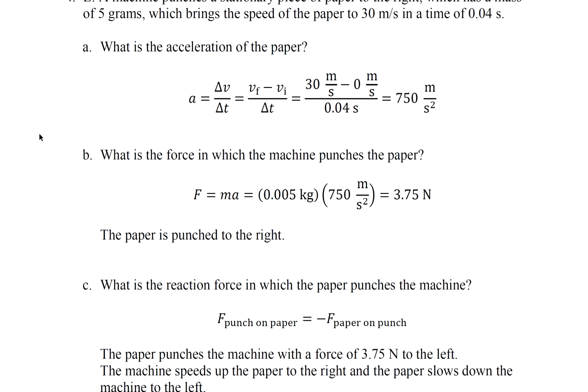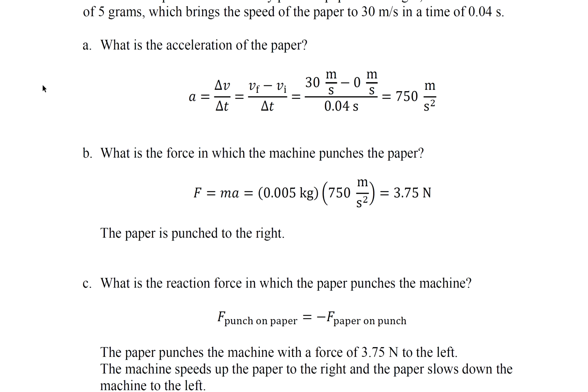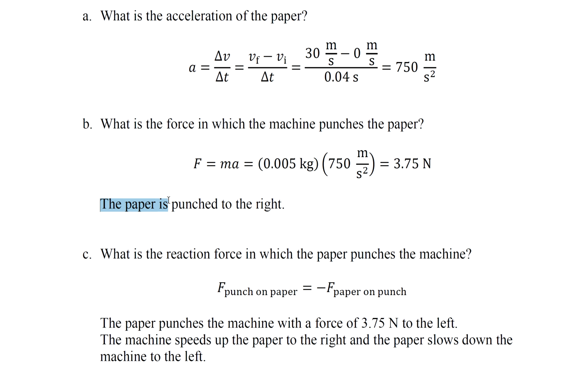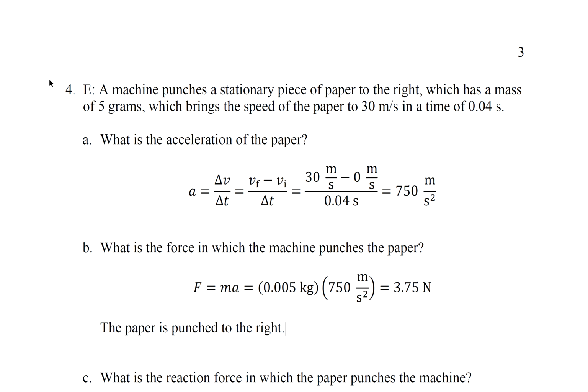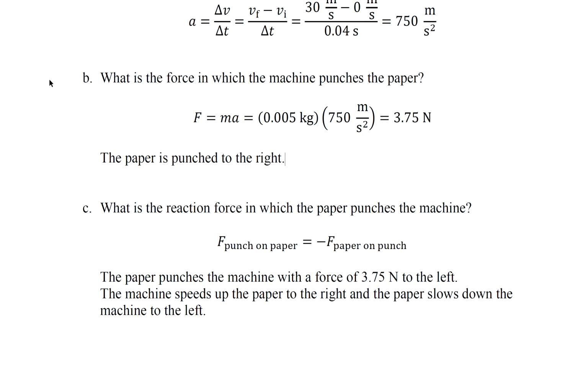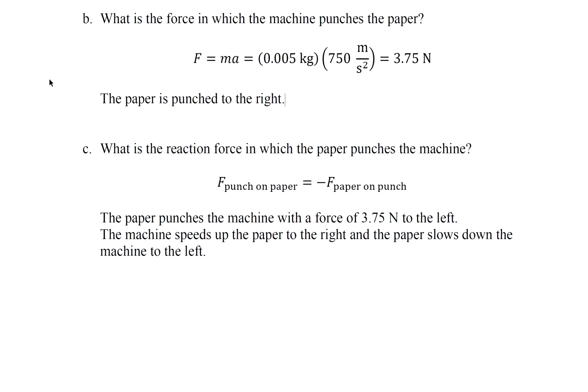Part B, what is the force with which the machine punches the paper? F equals ma. And remember, force has a number and a direction, so it's to the right, the paper. Part C, what is the reaction force with which the paper punches the machine? So the paper punches the machine with a force of 3.75 newtons to the left. The paper slows the machine down to the left.